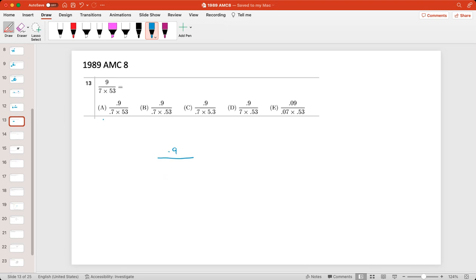So if I divide by 10, any one of the numbers will be divided by 10. So this will become 0.7. So the first number I'm assuming, and the second number will remain the same, 53. So this is your answer, 0.9 by 0.7 into 53. Everything else is different. So A is your answer. We are just dividing the top number and the bottom number by 10. That's all. Going to the next question.